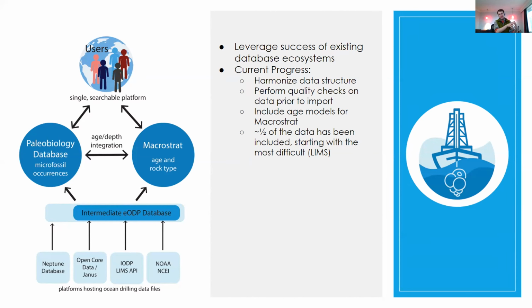And we've really incorporated about half of the data so far. Again, starting with the most difficult, and so things have accelerated quite dramatically after we got out of the modern era of data collection. And also on here is the Neptune database. So we have an agreement with Neptune that we are going to share information, and we are incorporating their age models as Shannon showed in the Macrostrat scheme. They are not a part of this intermediate database, however, that I'm talking about.